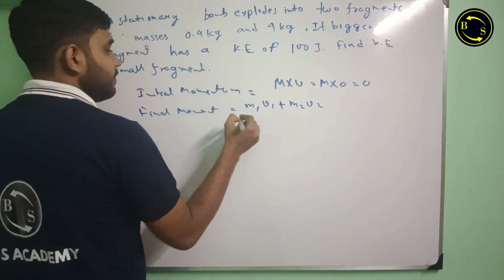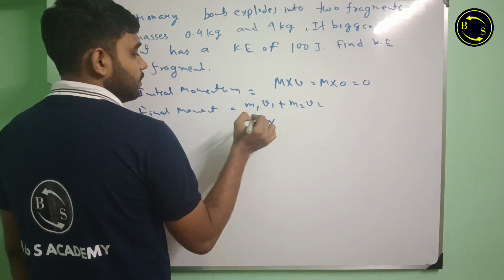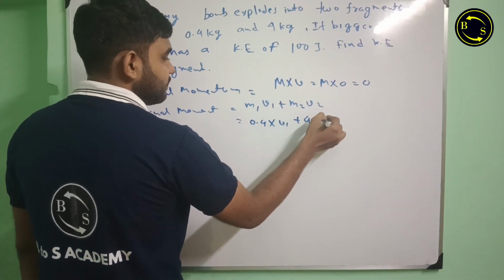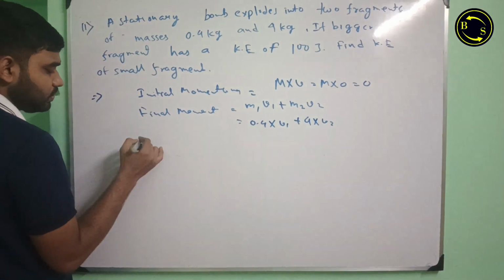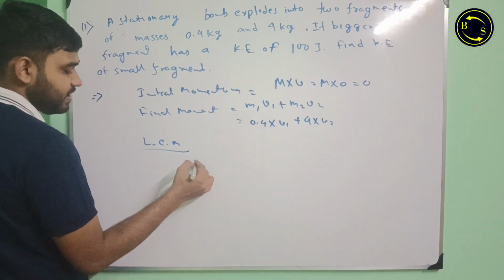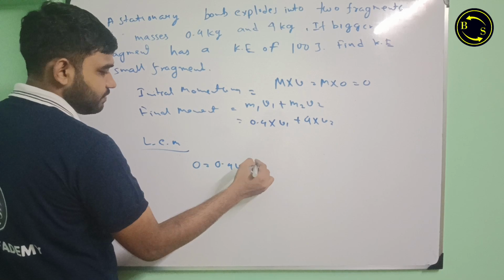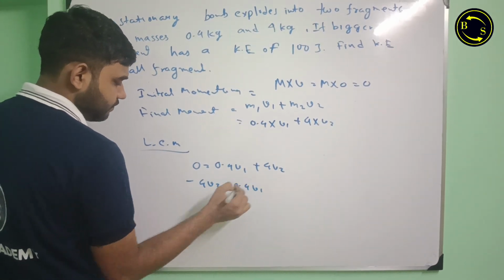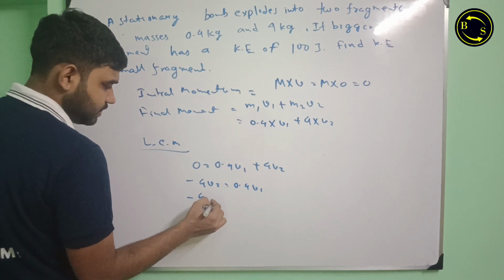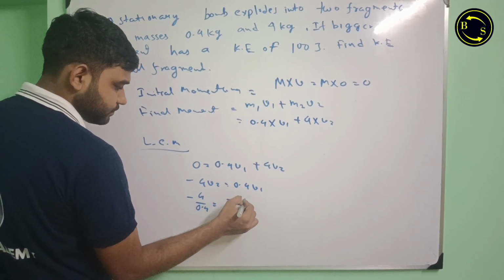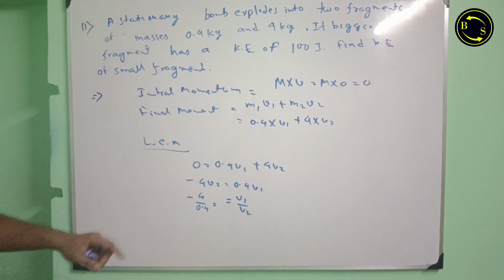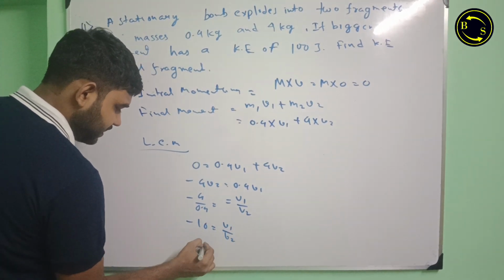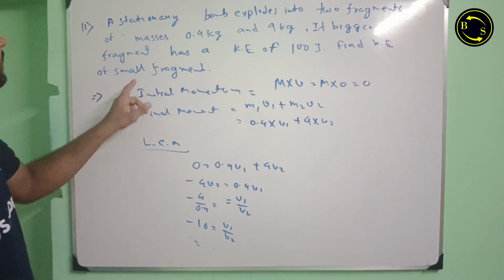So what is the value of m1? 0.4, v1 we don't know, m2 is 4 and v2 we don't know. So from the law of conservation of momentum, we get 0 is equal to 0.4 v1 plus 4 v2, then minus 4 v2 equal to 0.4 v1, so minus 4 by 0.4 gives us v1 by v2. So minus 10 is equal to v1 by v2.